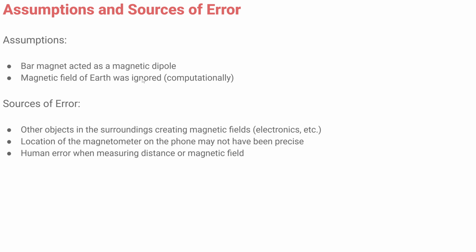So, assumptions and sources of error. Assumptions: the bar magnet acted as a magnetic dipole. The magnetic field of Earth was ignored computationally. Sources of error: other objects in the surroundings creating magnetic fields, the location of the magnetometer on the phone may not have been precise, or human error when measuring distance or magnetic field.